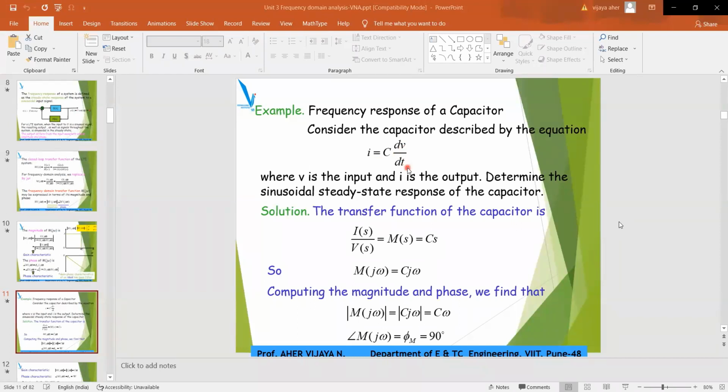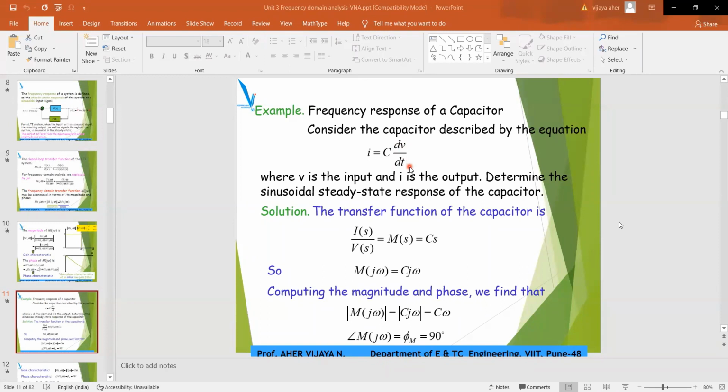So here input is voltage V. V is the input voltage, whereas I, current, is nothing but your output. So this I, current flowing through your capacitor, is nothing but your output, whereas this V is nothing but your input voltage. And that equation is nothing but I is equal to C into dV by dt. Now take Laplace transform of this.